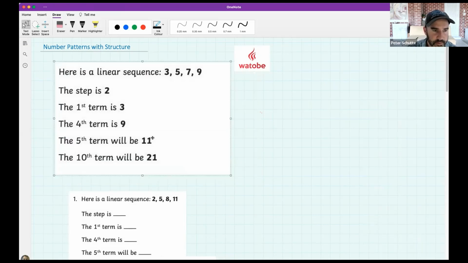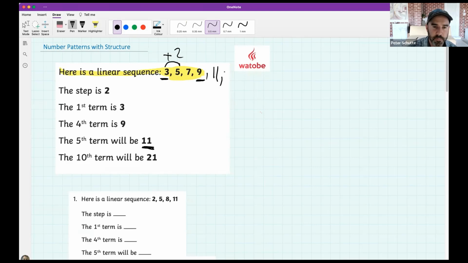It says here is a linear sequence, 3, 5, 7, and 9. It says the step size is 2. Okay, the reason the step size is 2, to go from 3 to 5, we add 2. The first term is 3. The fourth term is 9. The fifth term is 11. And then it says the 10th term will be 21.